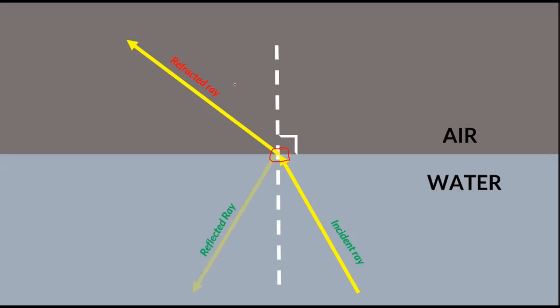Now, as we know, when light goes from a medium of higher optical density to a medium of lower optical density, the light bends away from the normal. Here we can see that the refracted ray is away from the normal. Here is the angle of incidence, and that is the angle of refraction. Now here also we can check that the angle of incidence is smaller than the angle of refraction, so we can conclude that the refracted ray is away from the normal.